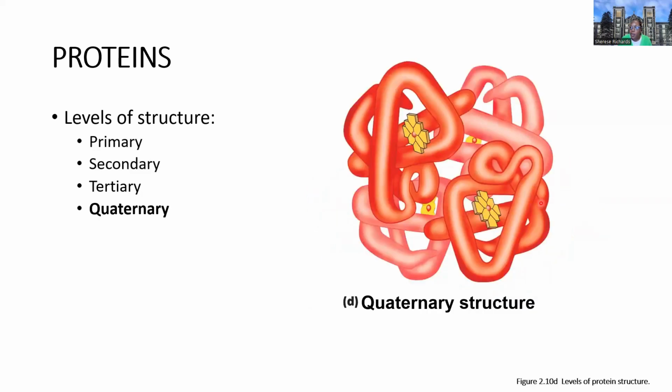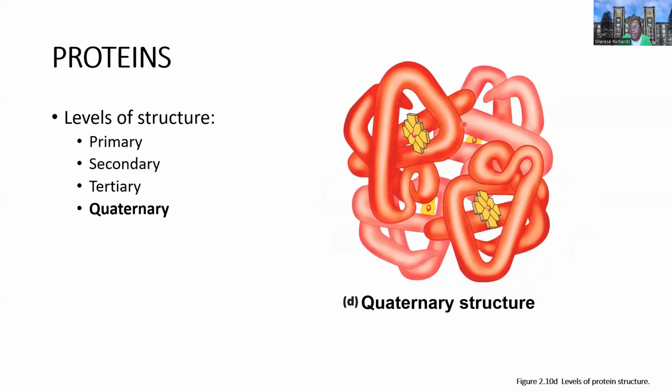And then finally, there is the quaternary structure. So again, even more complex folding of some of those tertiary structures. If we have several different protein molecules coming together to form an even more complex structure, this is going to be called a quaternary structure.